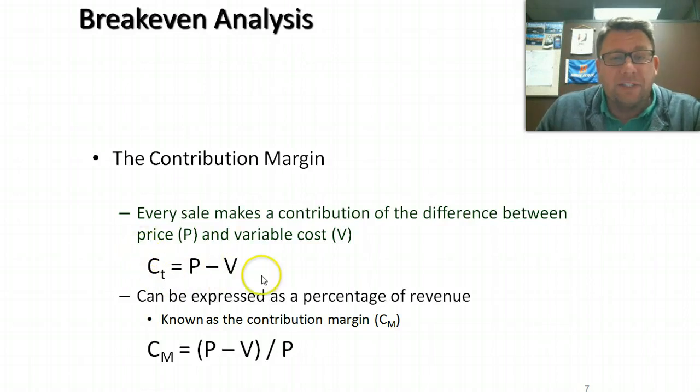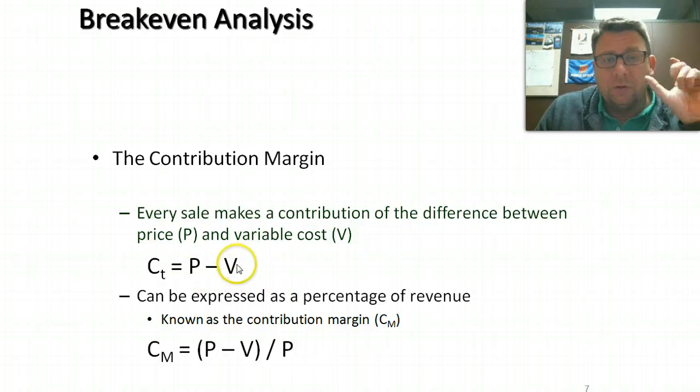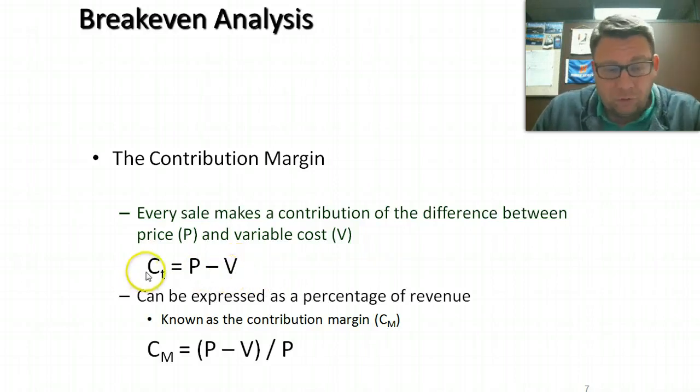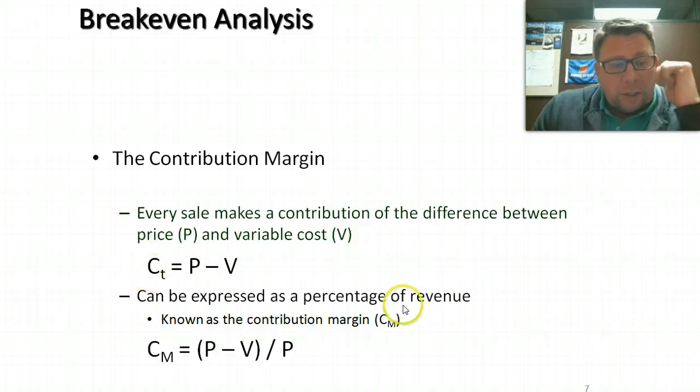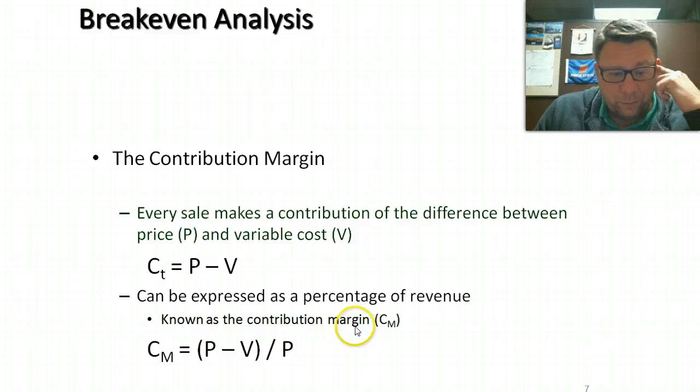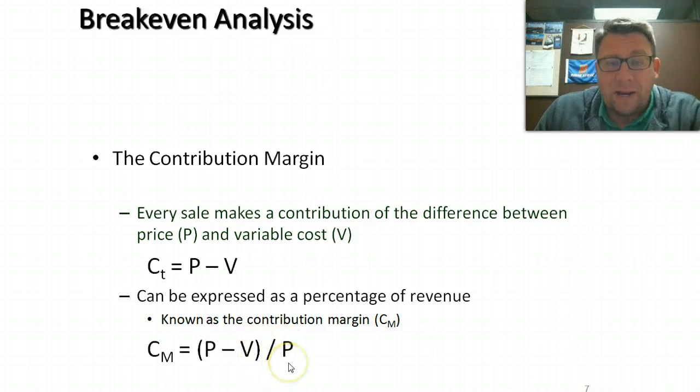We can also do this in total. In that case, it wouldn't be price, it would be revenue. So total revenue minus total variable cost gives us total contribution margin. And then we can also express that in terms of a ratio. If we take contribution margin divided by price, then we get the contribution margin ratio.